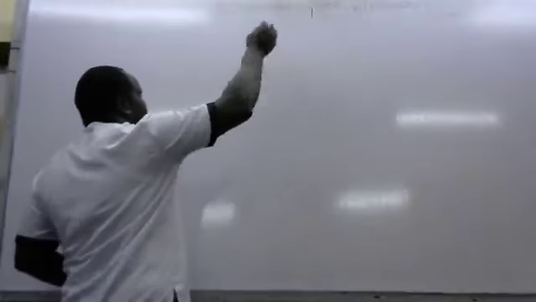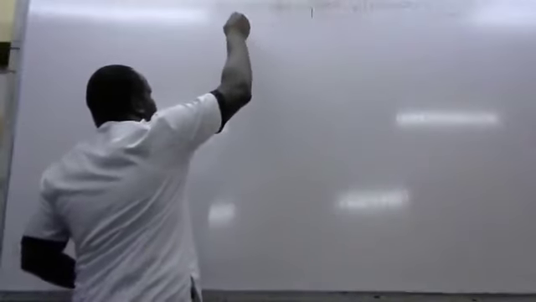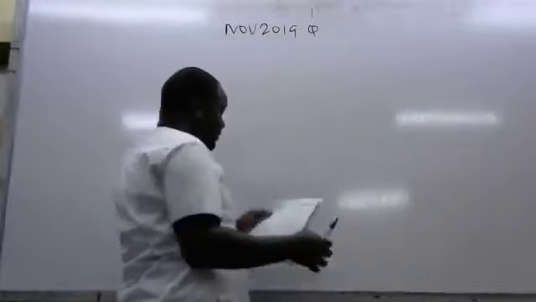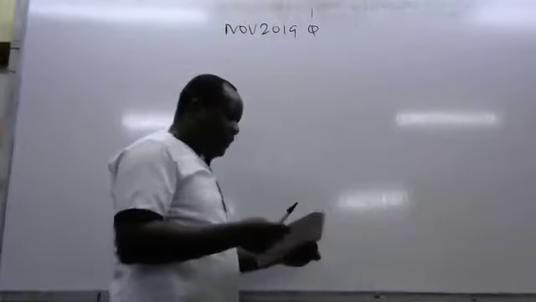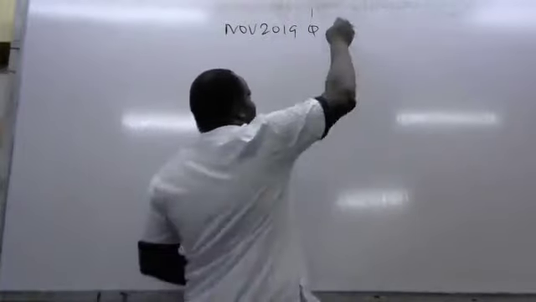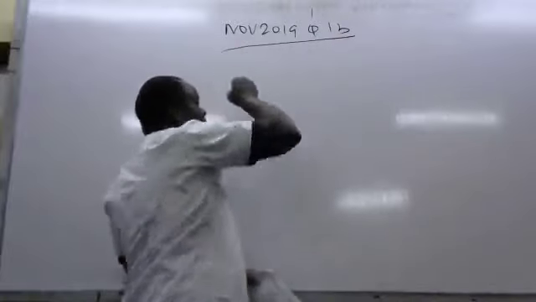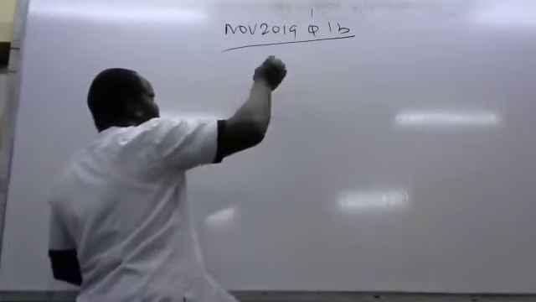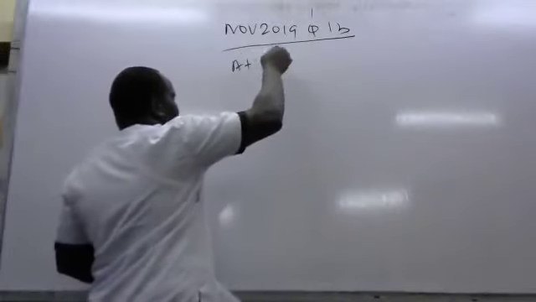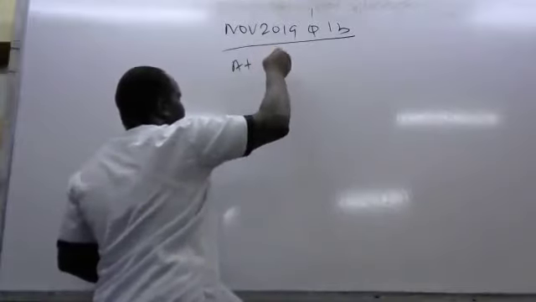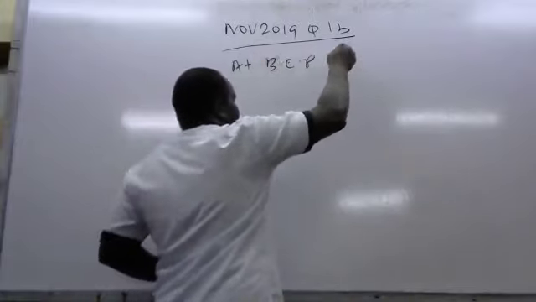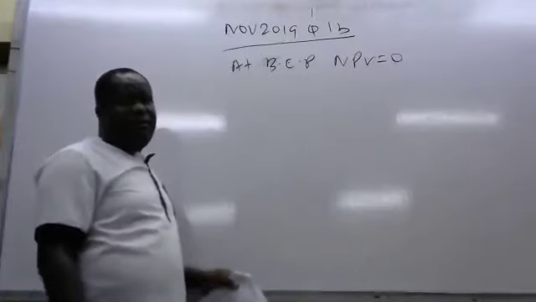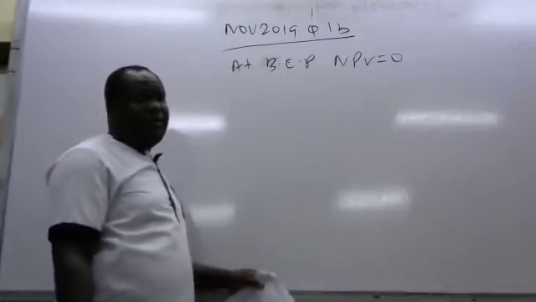So the question is November 2019, question number 1, part B. So the concept we use is break-even point. So at break-even point, NPV should be equal to 0. At break-even point, NPV is meant to be 0.